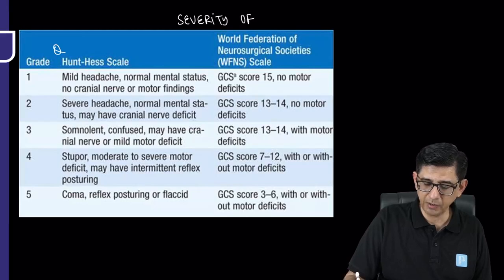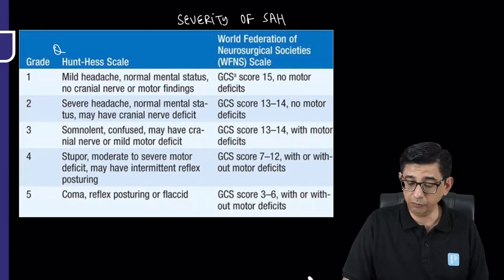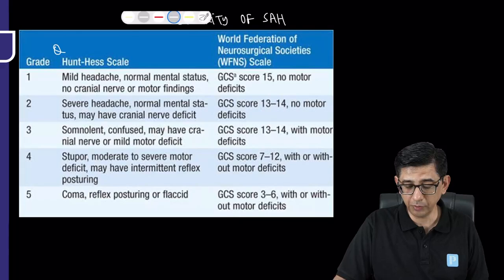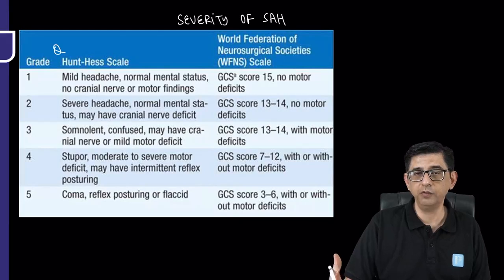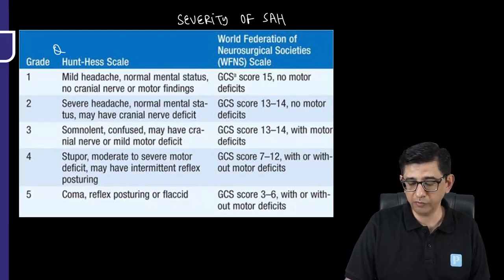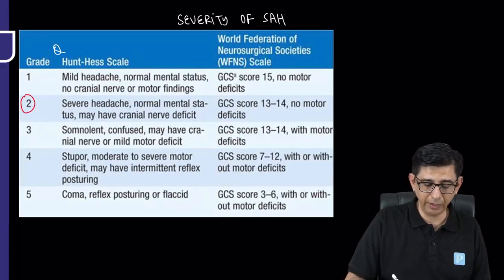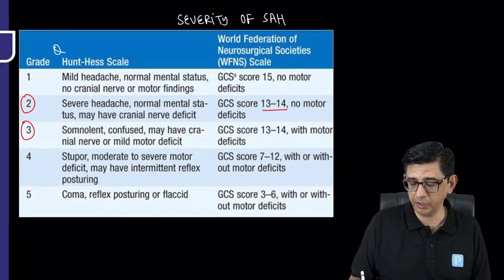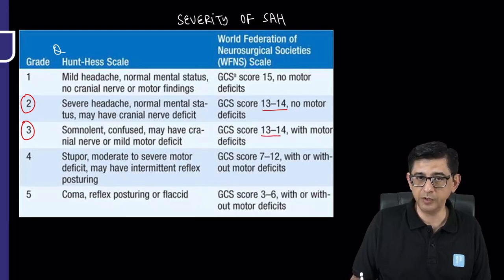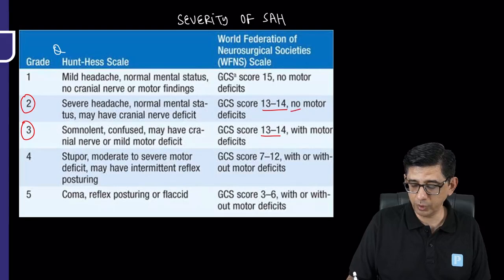And per se, I can say that if he asks a question on this topic, most of the time it would be the name, but if he wants to make it a little more difficult for you, then I don't want you to remember the entire table, but I want you to specifically focus on the WFNS scale, that would be grade 2 and 3. Because if you look at the data with respect to grade 2 and 3, you will notice that the GCS of this patient is 13 and 14 in both of them. But the difference between the two is that with respect to grade 2, there is no motor deficit present, whereas if there is presence of a motor deficit, we will say it grade 3.